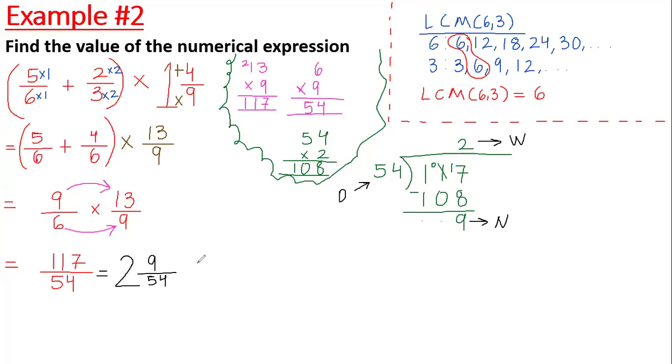So I have to divide what? 9 into itself goes once. And 54 divided by 9 goes 6 times. So we have 2 and 1 over 6. 9 divided by 9 is 1. 54 divided by 9 is 6. So it's going to be 2 and 1 over 6.